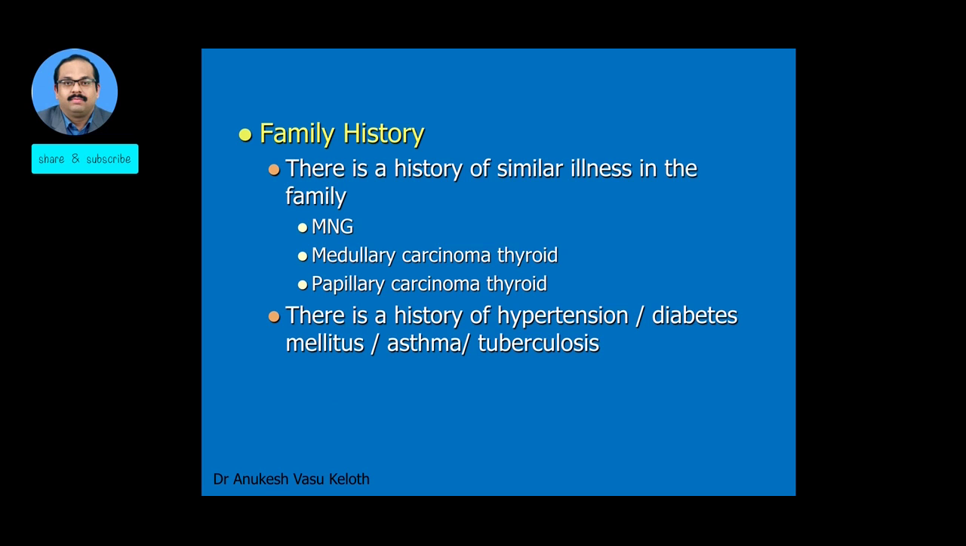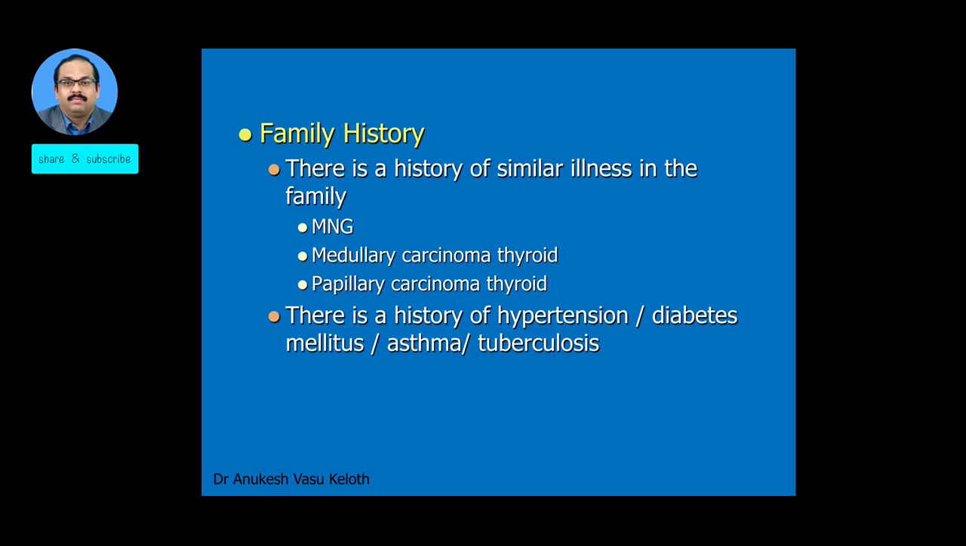Now the next is family history. Is there a history of similar illness in the family? Yes, multinodular goiter can be familial. Medullary carcinoma thyroid can be familial, associated with MEN as well as familial without any association with the MEN syndrome. So medullary carcinoma thyroid runs in families. Similarly, papillary carcinoma thyroid can run in families as well as present as part of certain syndromes. So that is about the history of similar illness in the family. Similarly, if you have a history of thyroid cancer in the family, there is a chance that the patient also can develop thyroid cancer.